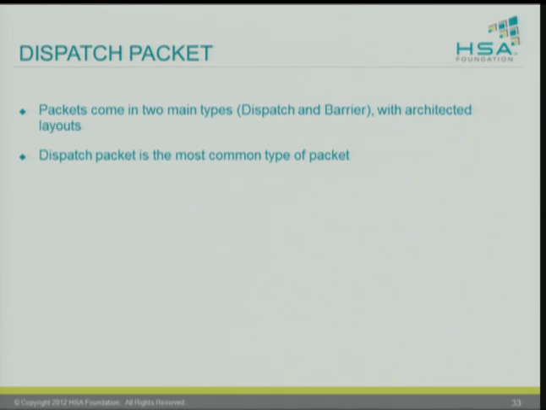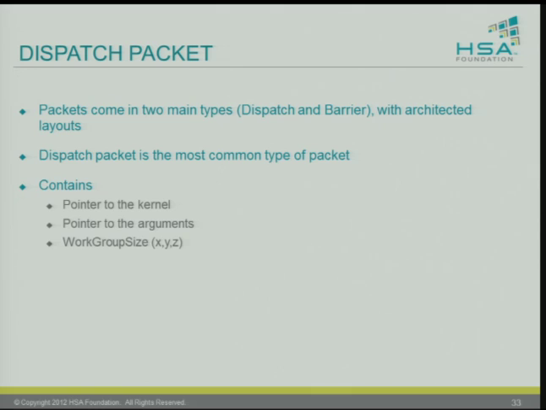The dispatch packet is the most common type of packet. It contains kind of what you would think it would contain. It contains a pointer to the kernel, which in this case is some instruction program to run. It contains a pointer to some arguments for the kernel. It contains the workgroup size and the grid size, like Ben already talked about earlier, and some other things.